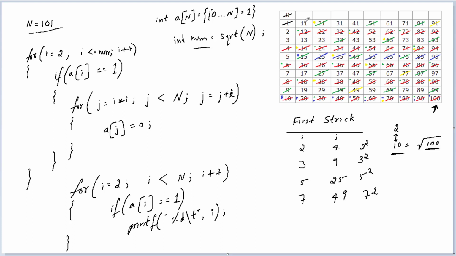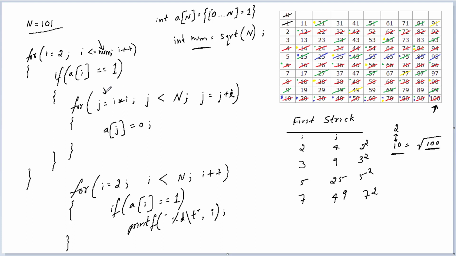Even if you go further than this, that is 11, 13, 17 and so on, and try to find the multiples of these numbers, 11, 17, 19, you won't get any until this max number, until 100. So it's always good to check only until the square root of that maximum number.